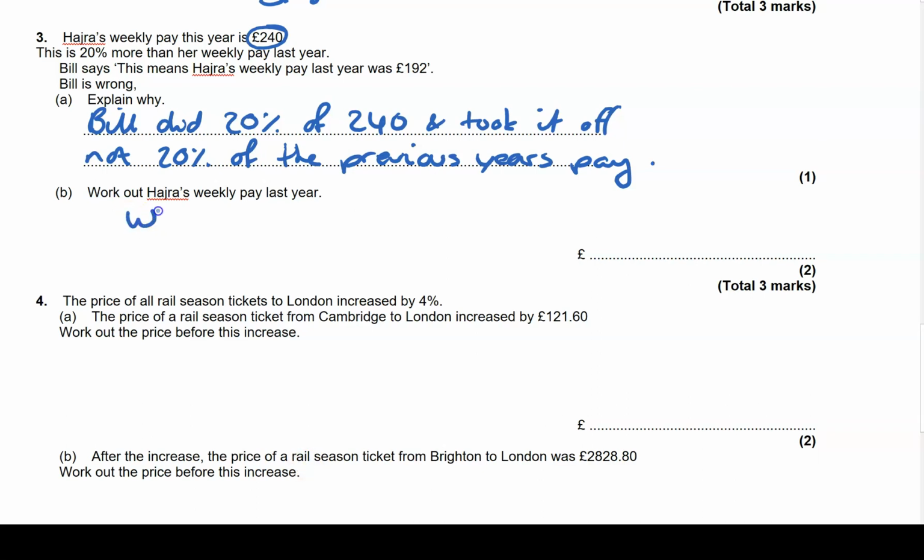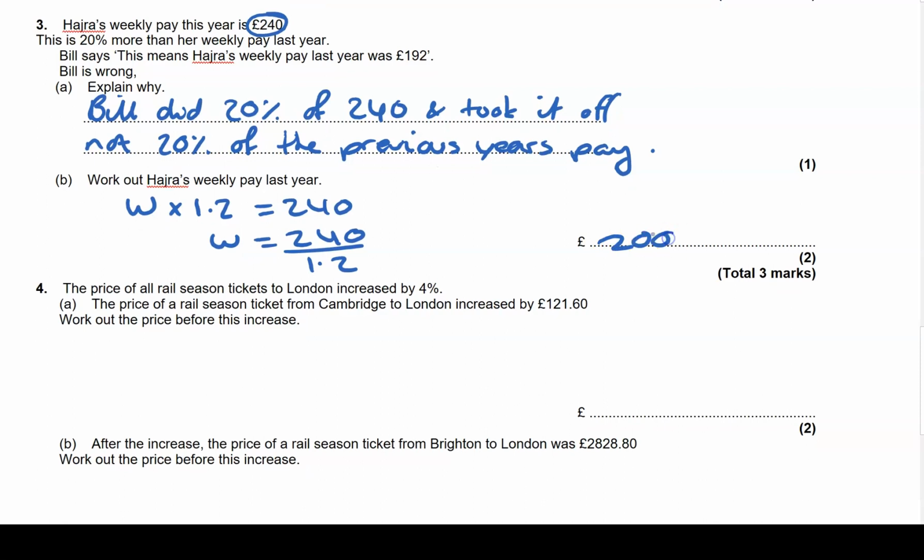So her wages times 1.2, because it's gone up by 20% this time, is 240. So 240 over 1.2 is her wages, which is going to be, it should be 200. Let's just check, my brain is telling me it's weird. There we go.